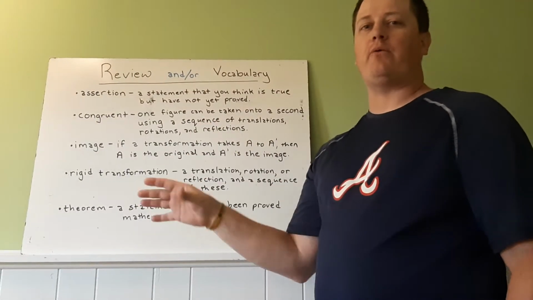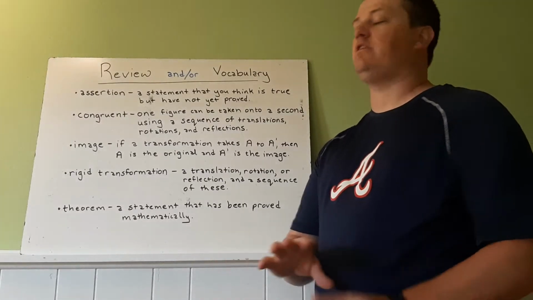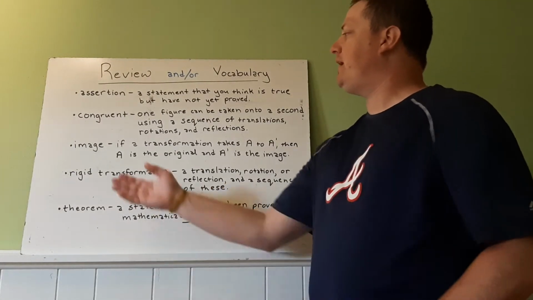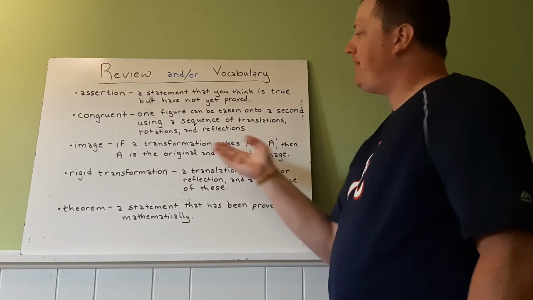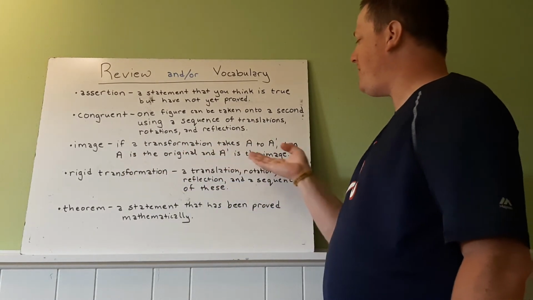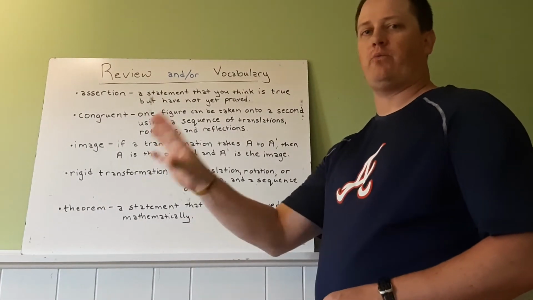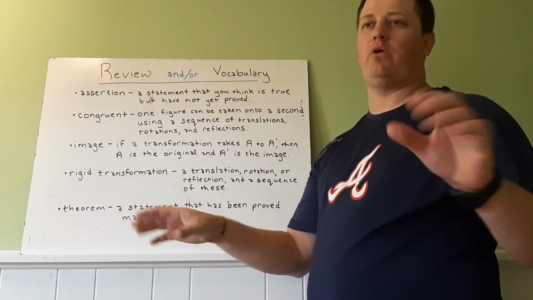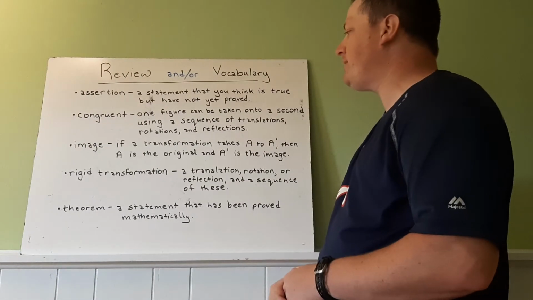So we move an original to an image, and those two are the exact same shape, just in two different locations. Image. If a transformation takes A to A prime, then A is the original and A prime is the image. So it's just a way of saying that we're going to take an original and move it to a new location, which we typically call the prime.